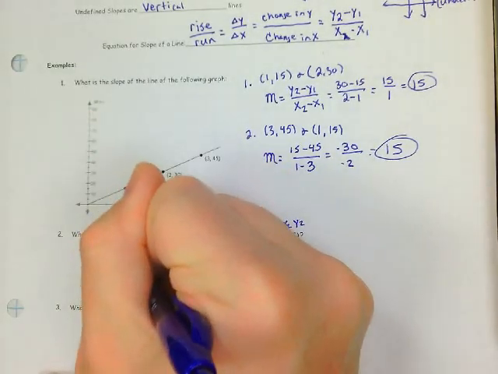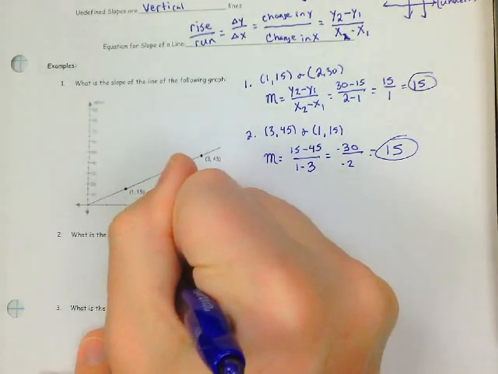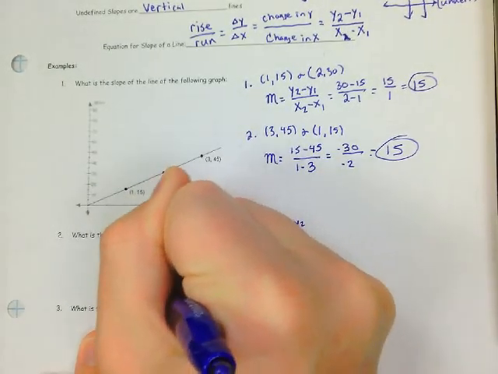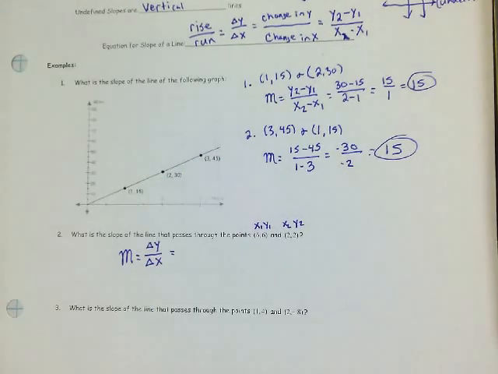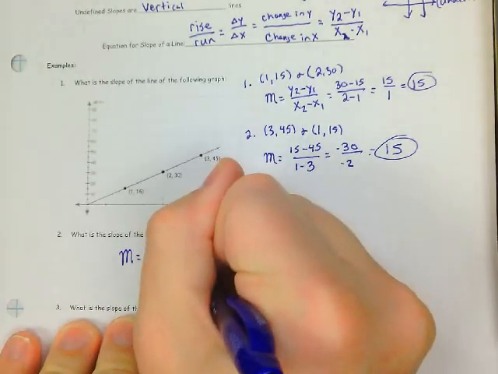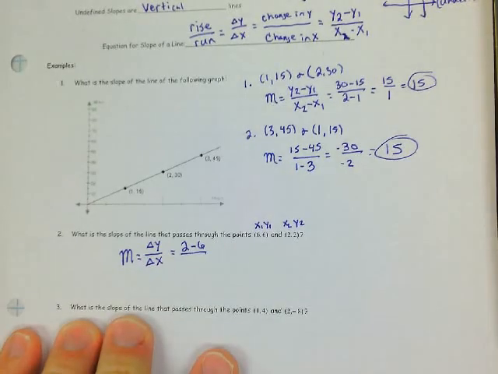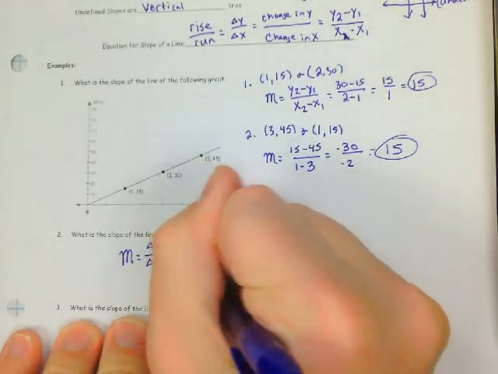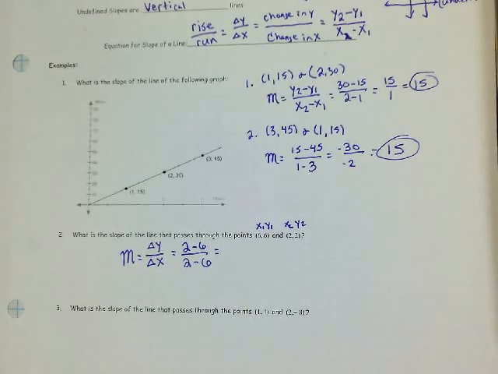So your slope, m is what we use for slope, is the change in the y over the change in the x. And that's delta, not triangle, okay? Delta y over delta x. So it's going to be 2 minus 6 over 2 minus 6.